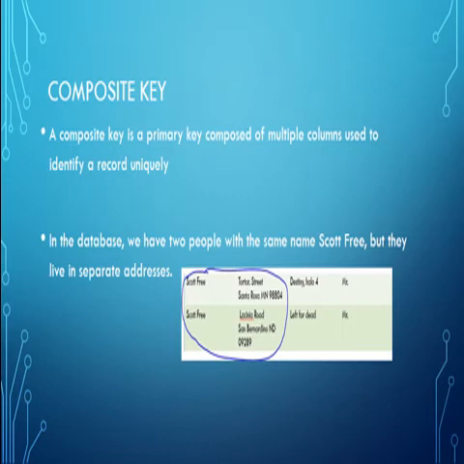Composite key. A composite key is a primary key composed of multiple columns used to identify a record uniquely. In the database, we have two people with the same name, Scott Free, but they live at separate addresses, as shown below.